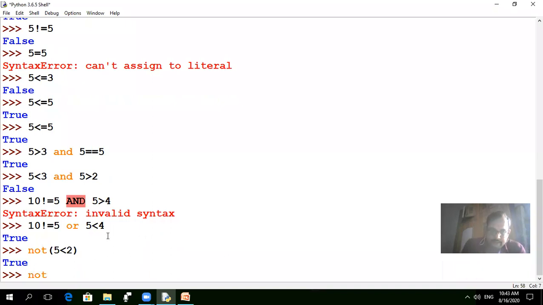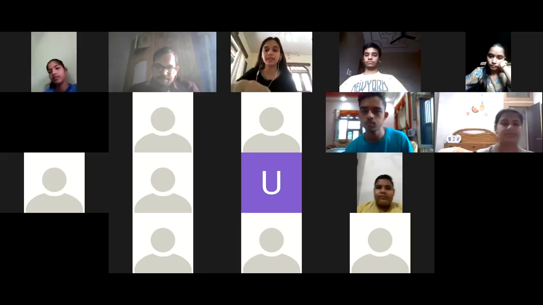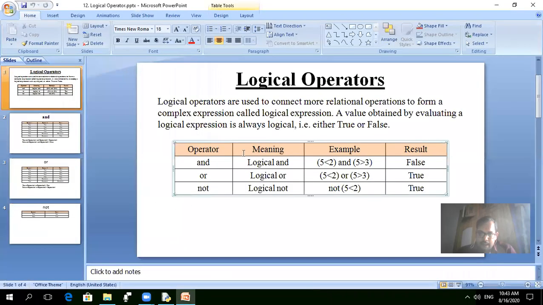Or change this one, 5 greater than 2. Now press the enter key. You will get false, because 5 greater than 2 means true. Before that not is written, that means not true. This means false. Now it is clear? Any confusion in that? Please ask. And, or, not: logical operators, is it clear?